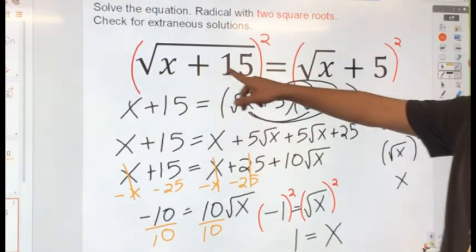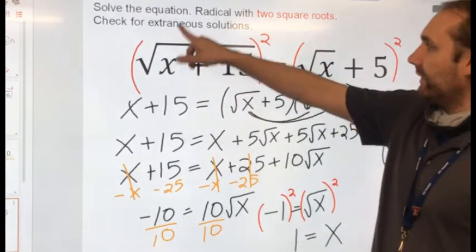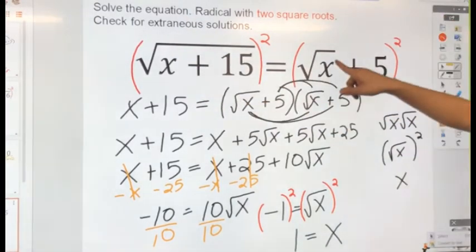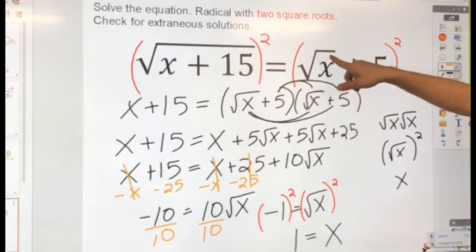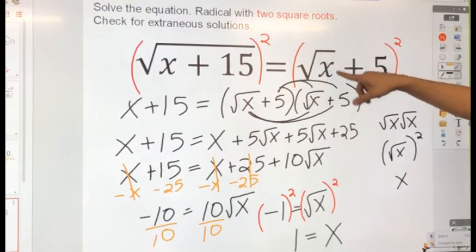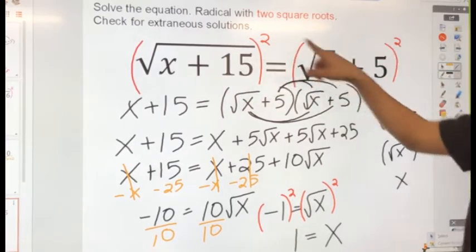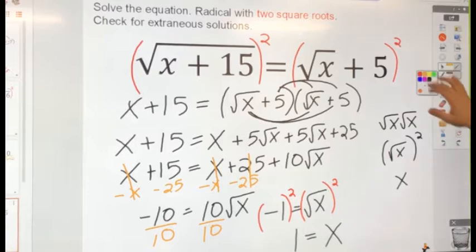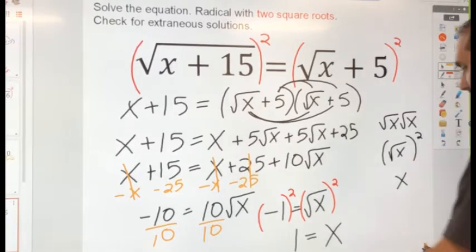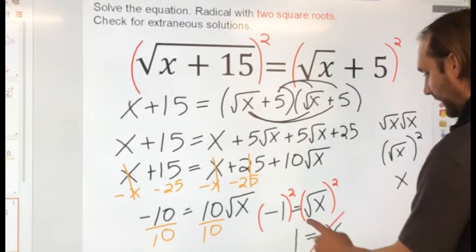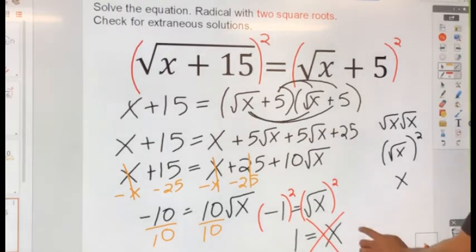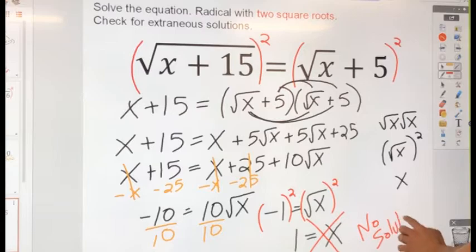Let's plug it in. 1 for x gives me 1 plus 15 is 16. Square root of 16, my left side is 4. Square root of 1 is 1. Square root is 1. 1 plus 5 is 6. Does 4 equal 6? No. Oh no. 1 failed. So what does that mean my solution is? No solution. No solution. Unfortunately, all that work for a no solution.